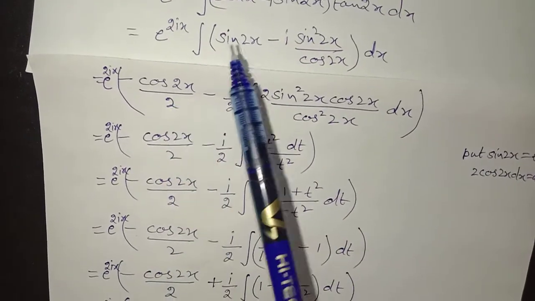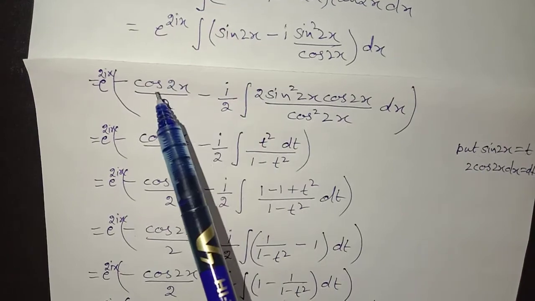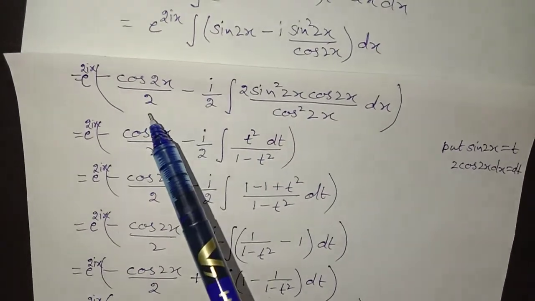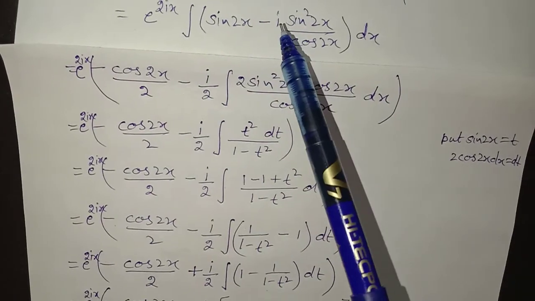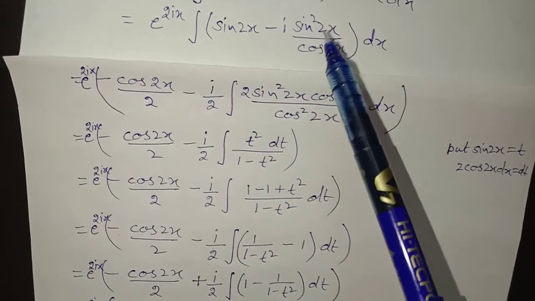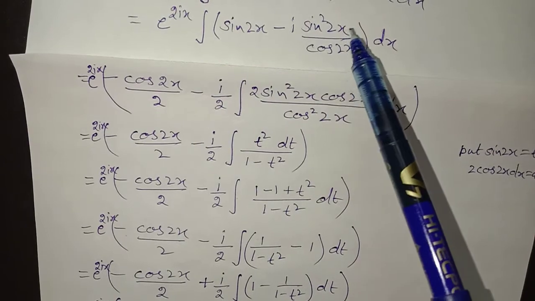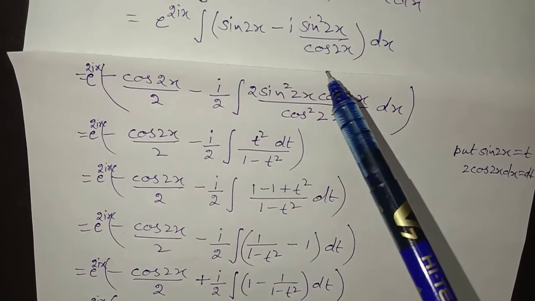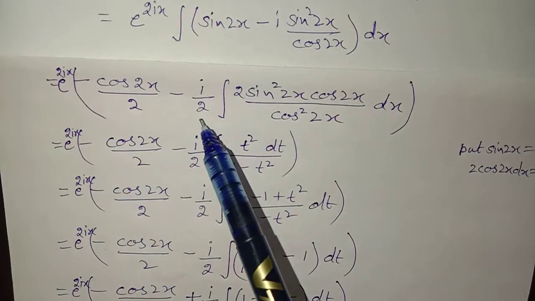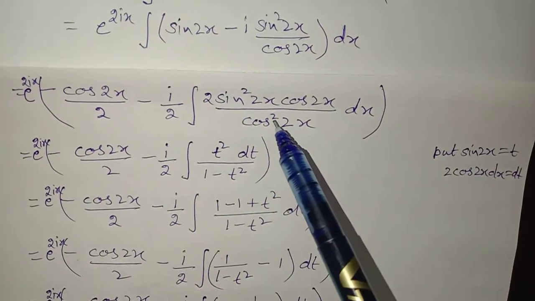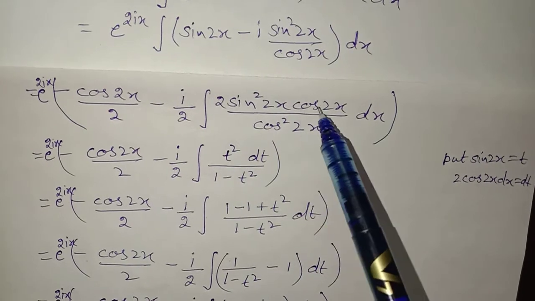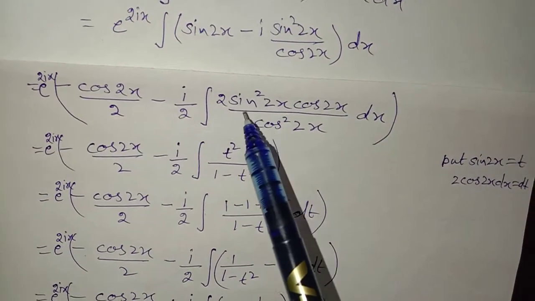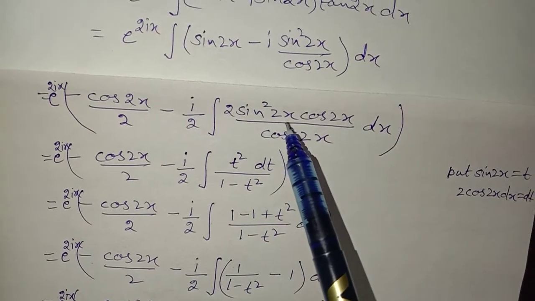First we integrate sine 2x. The integration of sine 2x is minus cos 2x divided by 2 minus iota, and here I multiply the numerator by 2 cos 2x and divide by 2 cos 2x. So 1 by 2 I can take common, it will be sine square 2x, and this is 2 sine square 2x cos 2x. So now we assume cos 2x is equal to t.